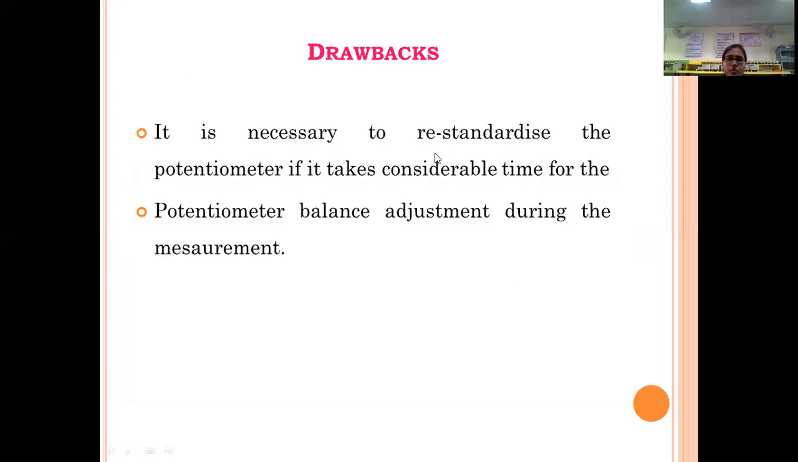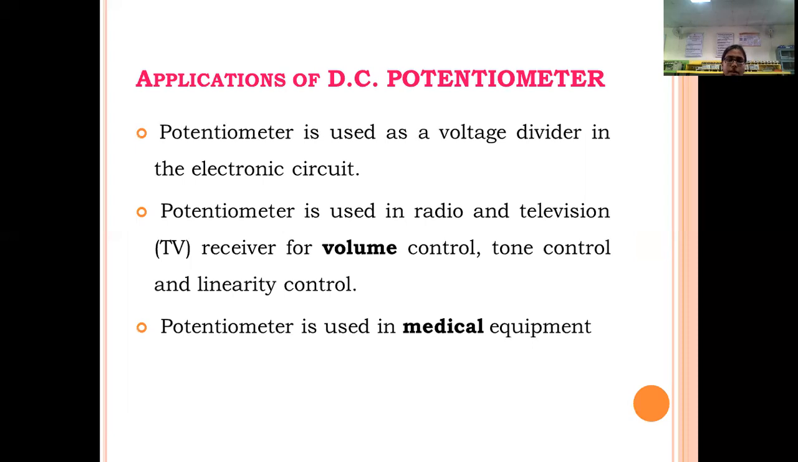What are the drawbacks of the Crompton DC potentiometer? Whenever we measure an unknown EMF, we have to go for re-standardization, which takes a lot of time, and to balance the conditions. So this is the major drawback of the Crompton DC potentiometer. And the real-time application of the DC potentiometer is as a voltage divider in electronic circuits, used in radio and television receivers for volume control, tone control, etc., and it is used in medical equipment also.